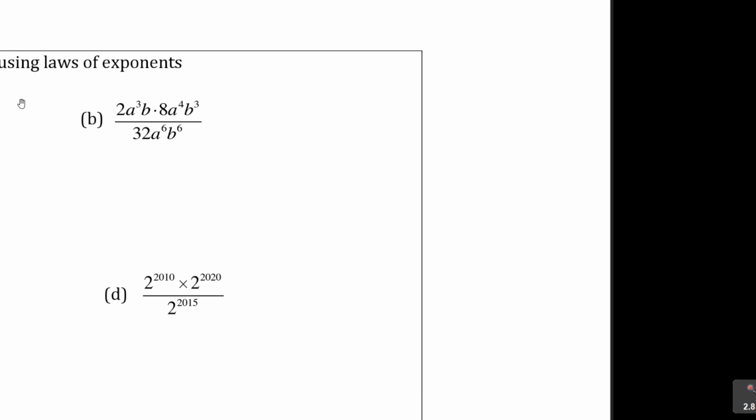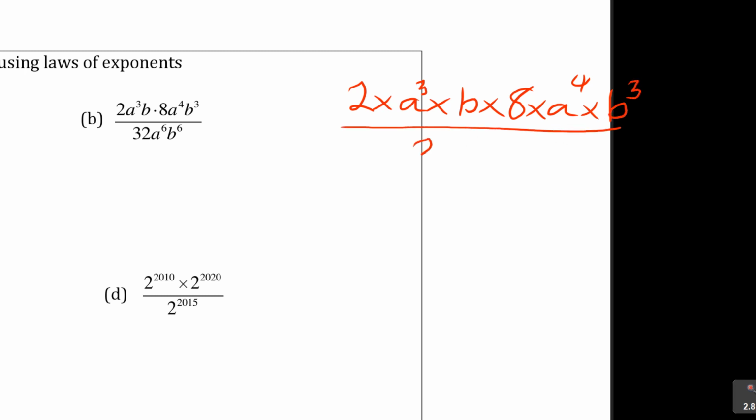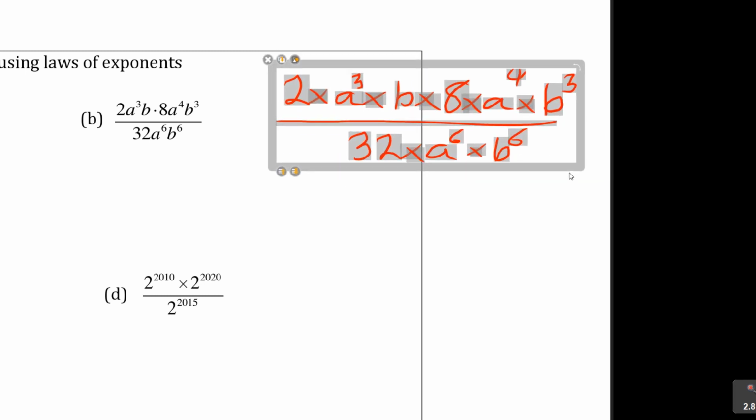What you need to do with this one here, which symbol says 2 times, I prefer to put times, a to the power of 3 times b times 8 times a to the power of 4 times b to the power of 3 all over 32 times a to the power of 6 times b to the power of 6. What do you think, or what will be the answer? Try to solve it in simple steps without making a lot of working.